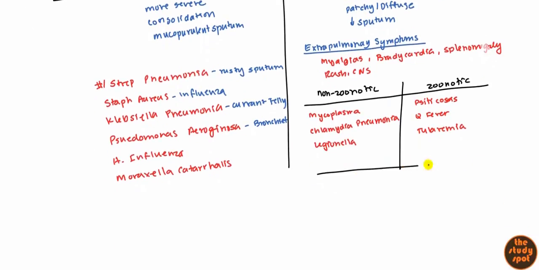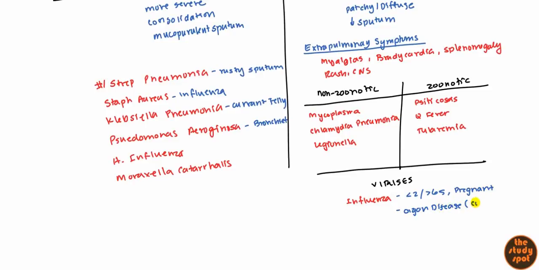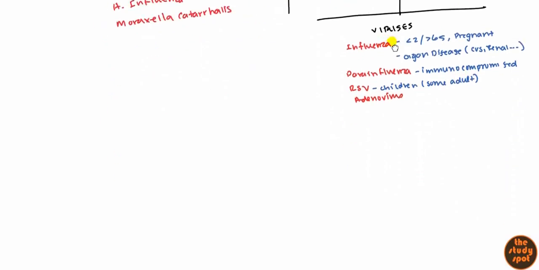And the more common cause of atypical pneumonia is viruses. This includes influenza virus, which is generally common in patients less than 2 years old or greater than 65, and pregnant women. This can cause organ disease, cardiovascular, renal, pretty much most of the organs as well. Patients who have organ disease are more susceptible to influenza virus. You can also get parainfluenza virus, respiratory syncytial virus, and adenovirus. Parainfluenza is more common in the immunocompromised, and children and some adults can get RSV.